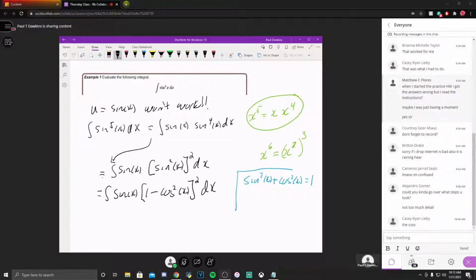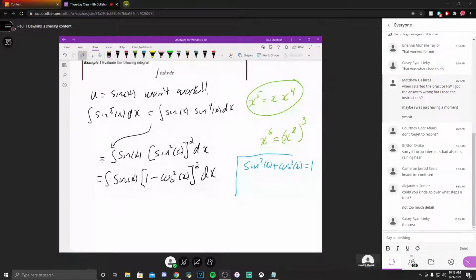Okay. Now, why did I do all of this stuff? Well, remember what I said when I started this problem. I said this is a basic calculus 1 substitution. It just isn't sine. So what is it? How about cosine? Because what do I see here? I see a cosine squared here, so what's that going to become? That's just going to become a u squared, once I do my substitution.